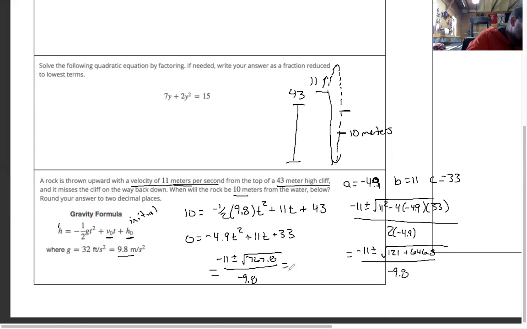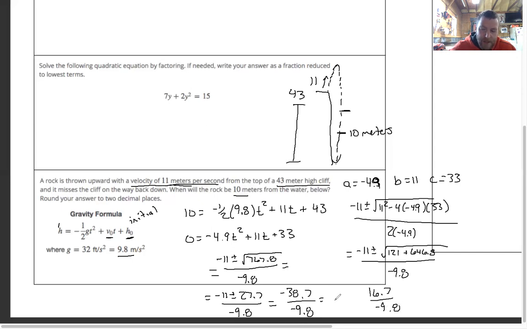The square root of 767.8 is 27.7. So -11 plus or minus 27.7 divided by -9.8, and so I get two answers. The -11 minus 27.7, which would be -38.7 divided by -9.8, or the other answer of -11 plus 27.7, which would be 16.7 divided by -9.8.